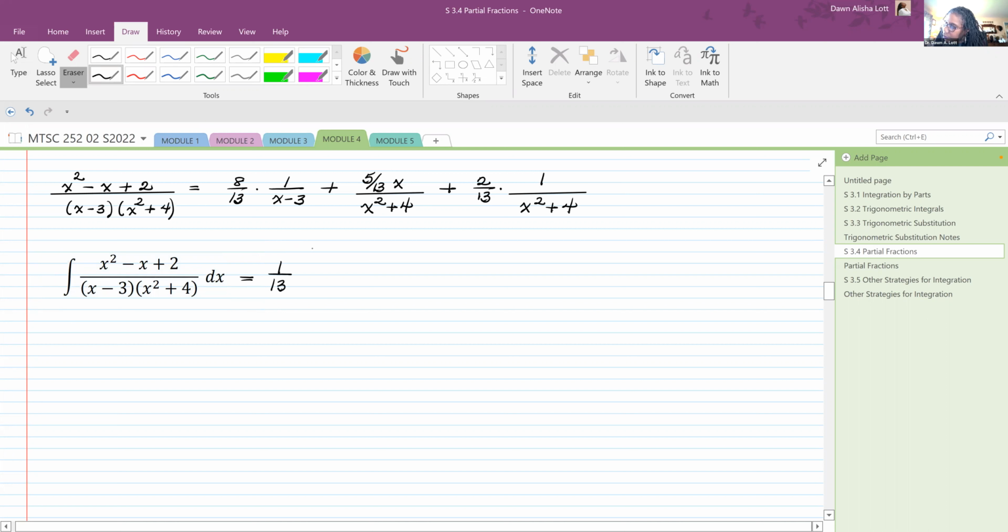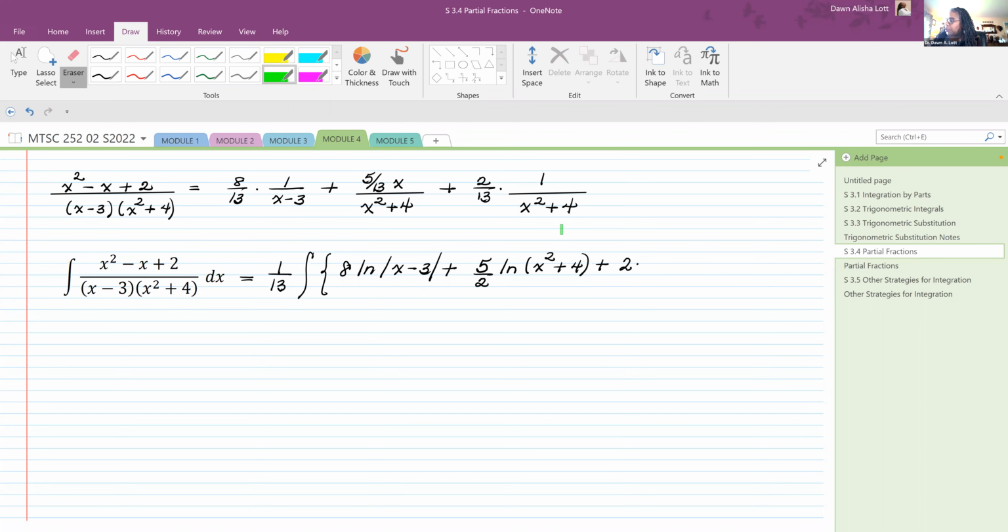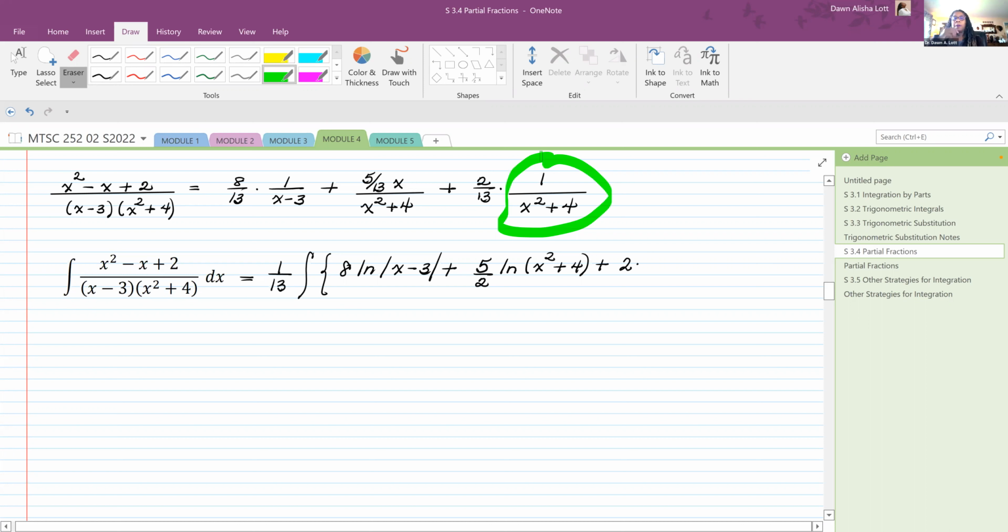Then I pulled out the 1/13, so I'm going to get a 5. And this is x over x squared plus 4. So that's going to give me 5/2, the natural log of x squared plus 4. And then I'm going to get 2. And now this, what is this going to give me? Anybody remember? What's that going to give me? When I integrate, what am I going to get from that?